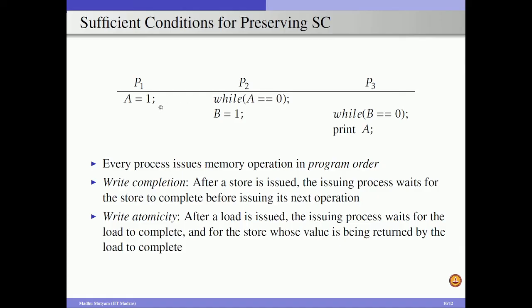Here we can clearly see this load is loading a value from memory location A. Similarly, the process running on processor P1 is performing a store operation to memory location A. So we cannot start executing b equal to 1 unless this load operation is completed, as well as this store operation.